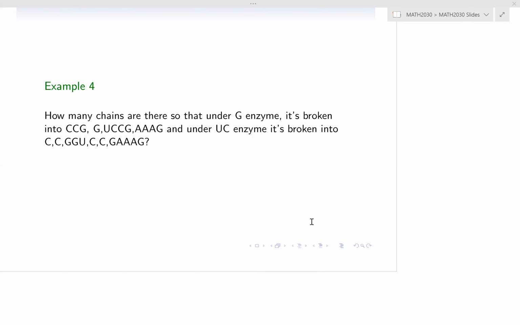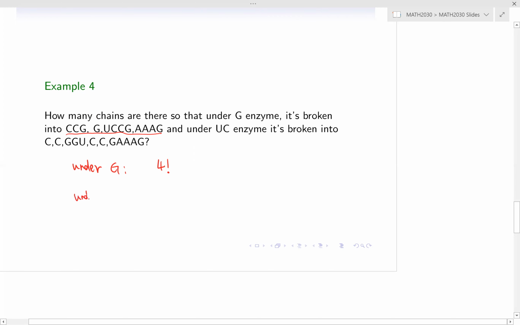and we want to consider these two cases together. If not, simply, we want the number of chains that can be broken into these subchains under the G enzyme, and we found out that the number of them is 4 factorial because we're simply reordering these 4 subchains.